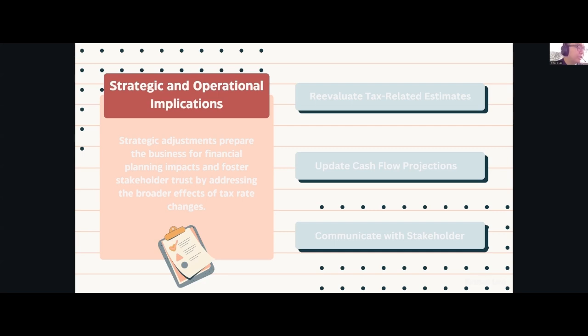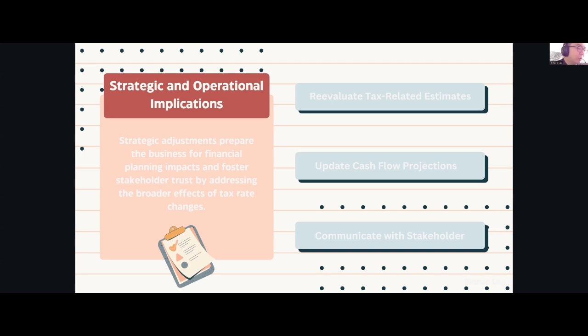Second is to adjust cash flow projections. Tax-related cash flows impact budgeting, valuations, and impairment testing. Revising these projections ensures financial planning remains realistic and aligned with the updated rates. Third is to communicate with stakeholders. Clear communication with management, investors, and auditors about the implications of the tax rate change is essential. This fosters trust and ensures everyone is aligned with the updated financial landscape.